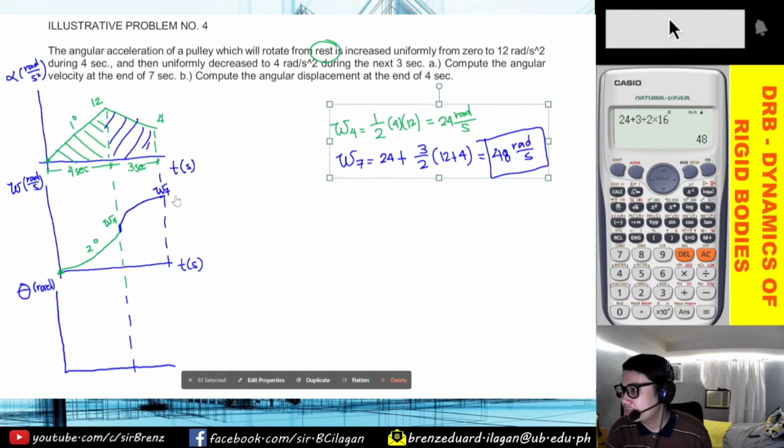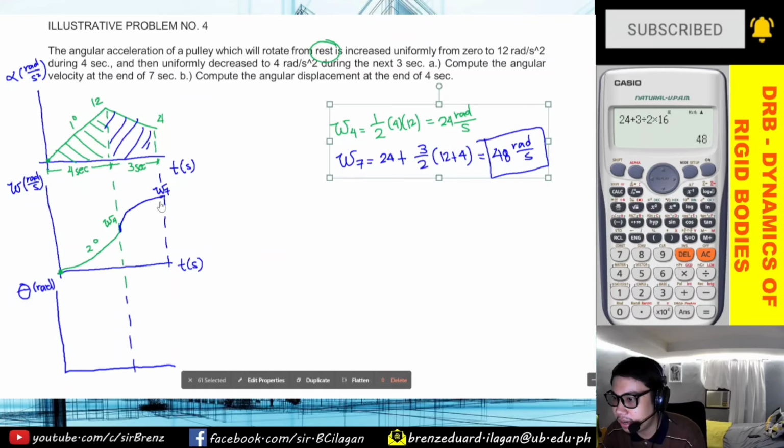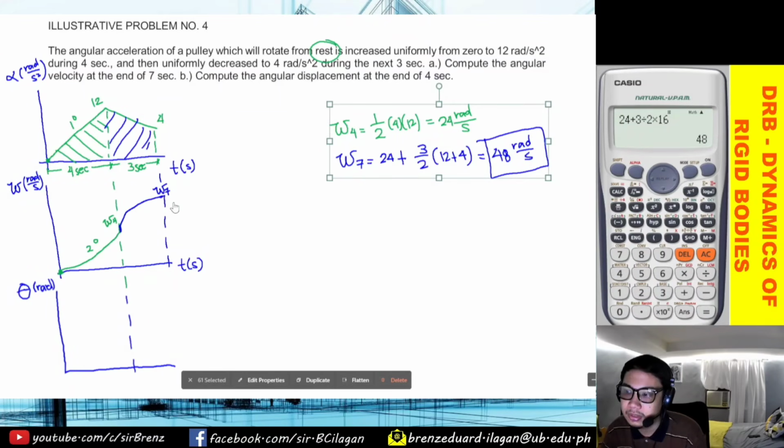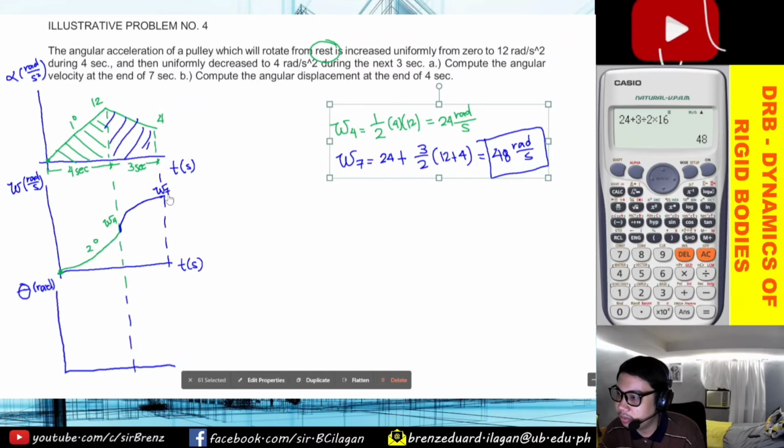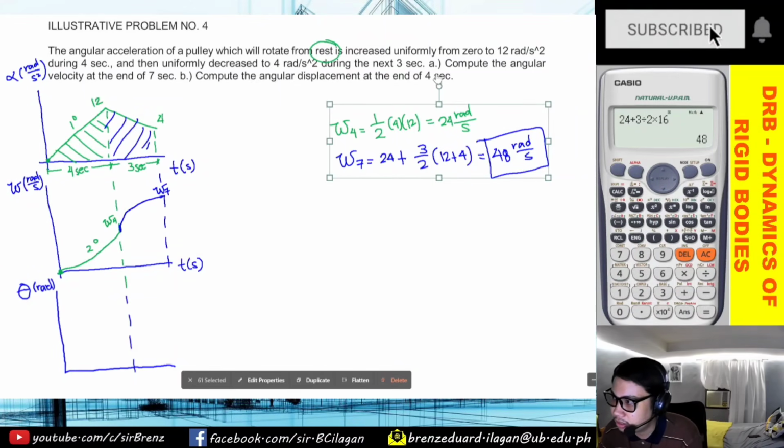Okay? So, para lang din umabot tayo sa 1 hour na lecture. So, hanggang dito na lang. Pero alam ko naman kaya nyo nang gawin. Or, i-type nyo na lang doon sa comment section below kung ano yung kanyang equivalent na angular displacement after 7 seconds. Pero dito sa problem, 4 seconds lang yung pinahanap. So, kunin lang natin yung area.